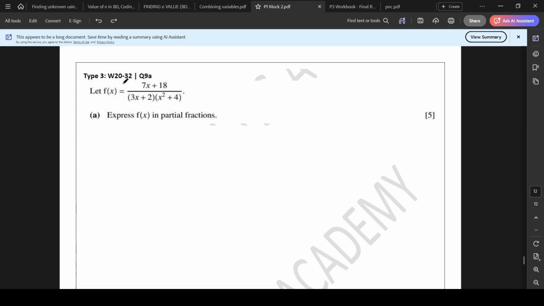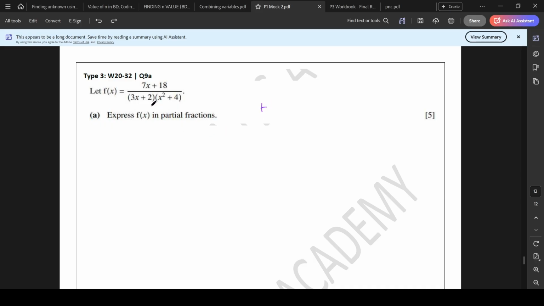So this question is taken from October-November 2020, paper 3 variant 2, and this is the first part of question 9, where we are given a fraction which we need to convert into its partial fraction format. The first thing that we check is the degree of the numerator is 1, the degree of the denominator is 3 for the respective polynomials. So this is a proper fraction. So when we convert this into its partial fraction format, we don't need to add any extra constants.